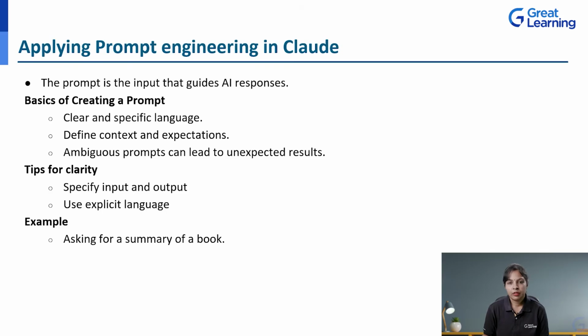Now, if I give you a tip for clarity in your prompts, the first one is specific input and output, right? You should specify clearly what the input is and what output you are expecting. You have to use explicit language. For example, suppose you have to ask for a summary of a book. To ask that, you have to specify which book you are referring to, who the author of that book is, and whether you want the summary in how many words, how many points, how many pages, right? Suppose you want to summarize the book in 2 pages, or in just 1 line, or in just 10 points, so that should be specified, right?